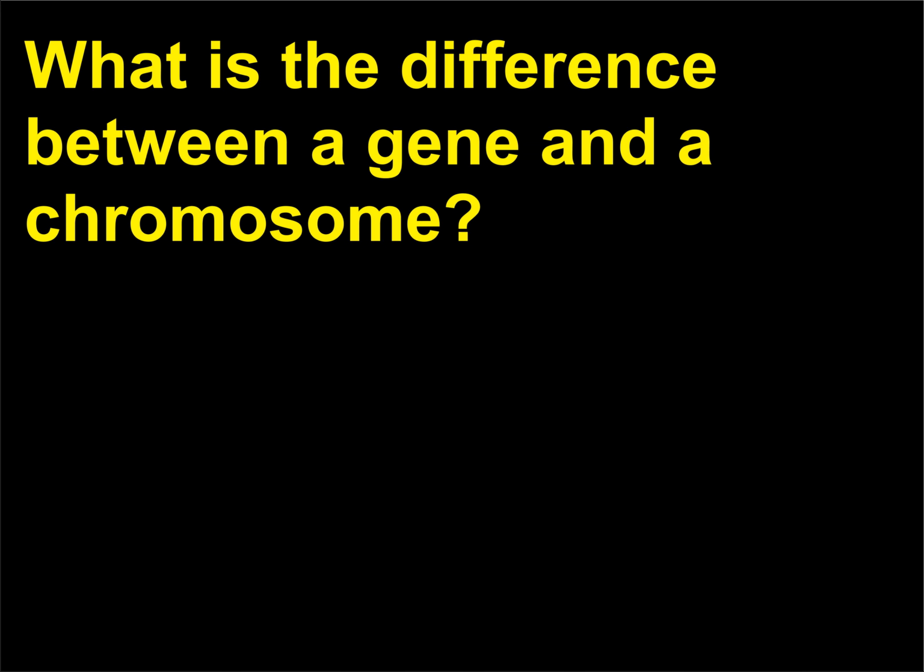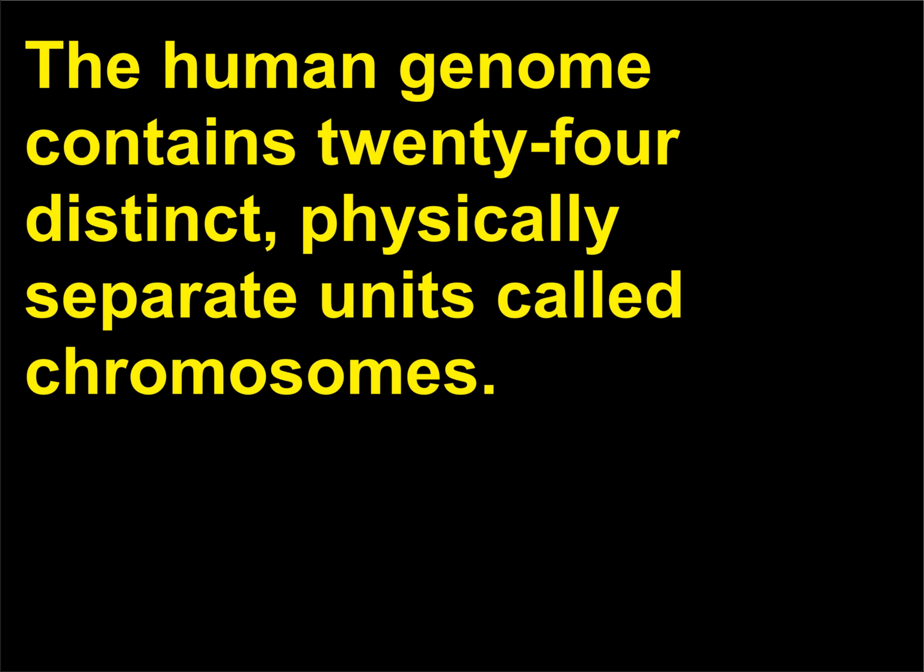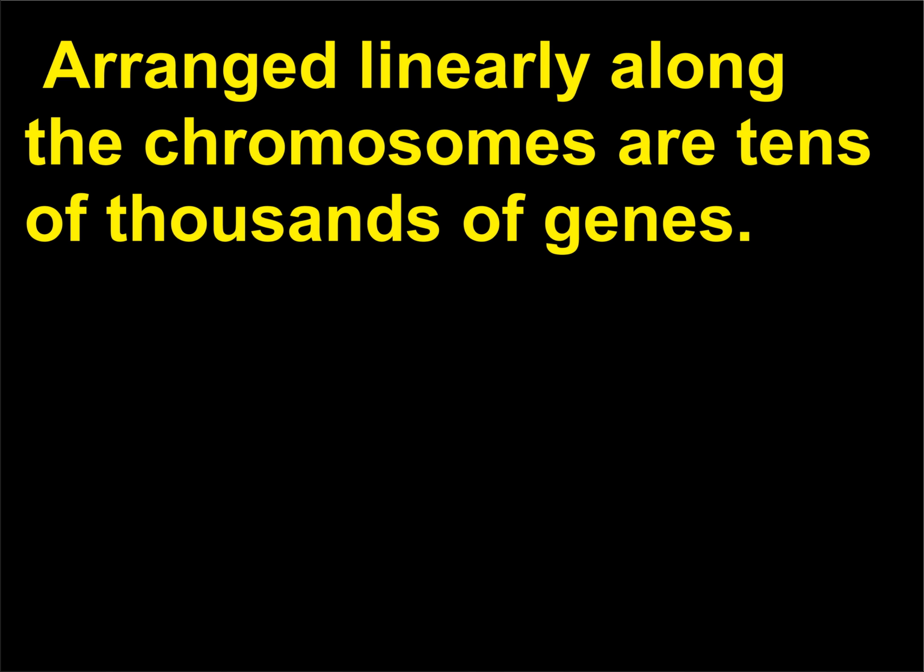What is the difference between a gene and a chromosome? The human genome contains 24 distinct, physically separate units called chromosomes. Arranged linearly along the chromosomes are tens of thousands of genes.